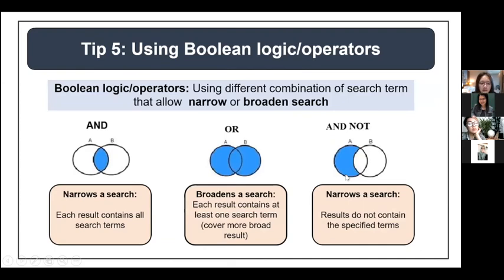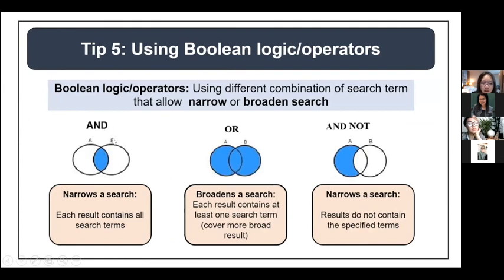And next one is about using the Boolean logic, or what we call the Boolean operators. The purpose here is to use different combinations of search terms that allow you to narrow or broaden the search. For example, if I want to narrow a search, I can use the Boolean operator AND. So what is meant by AND?